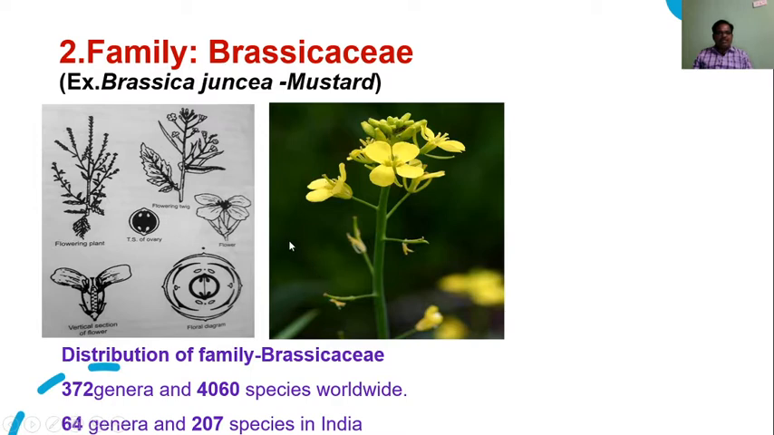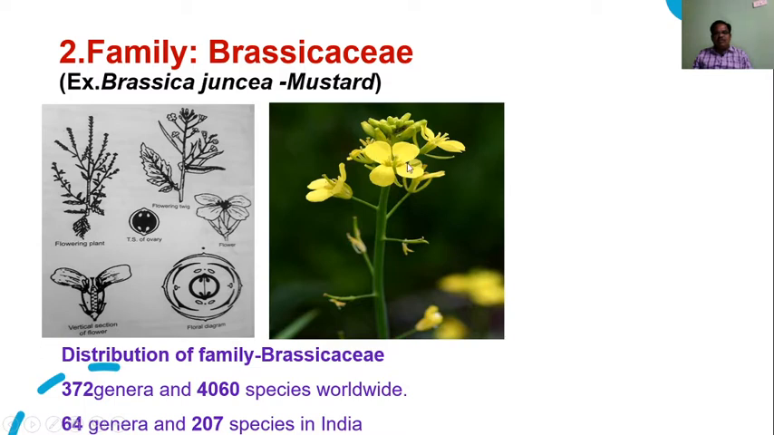Such a condition is there, and the cruciform corolla is there, that is, four petals are arranged in such a way that they look like a cross. So they are known as the cruciform corolla, and they are comparatively actinomorphic.